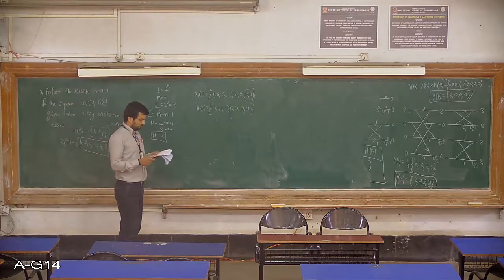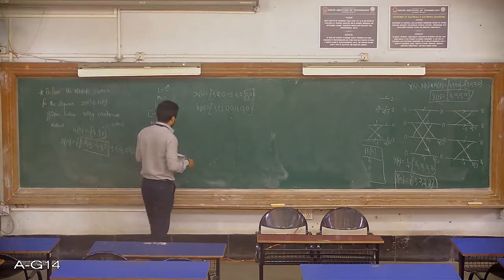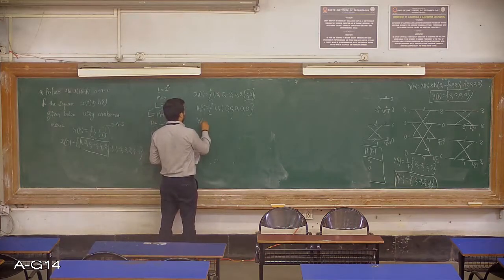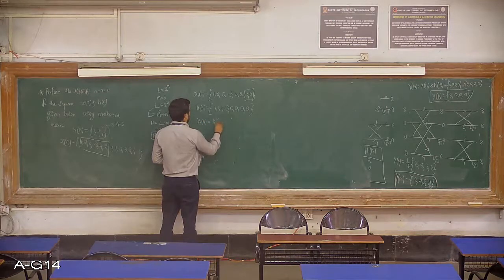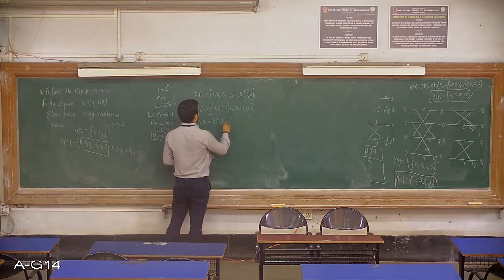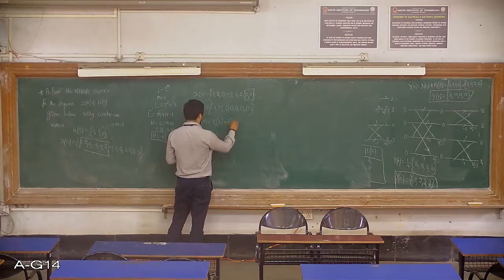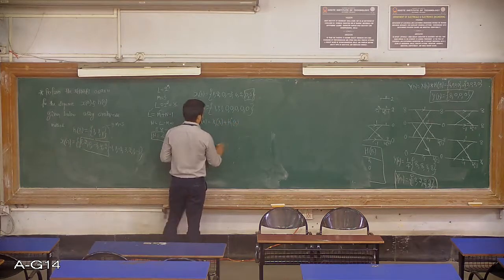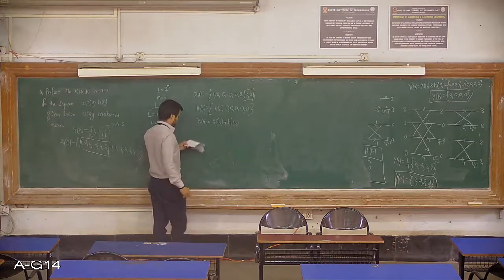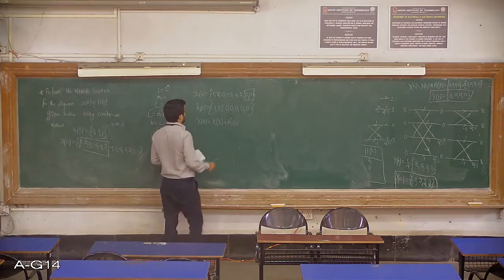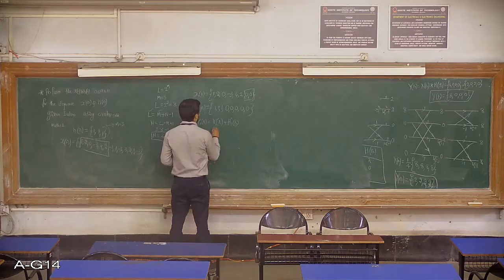So write it in the equation form. So y1 of n is equal to x1 of k times h1 of k. I will write this one in terms of equation 1 plus 2.